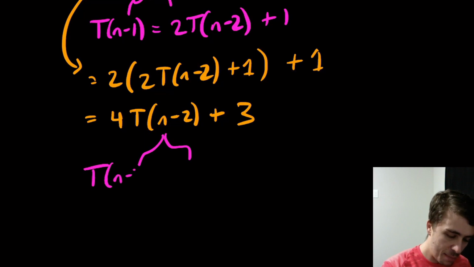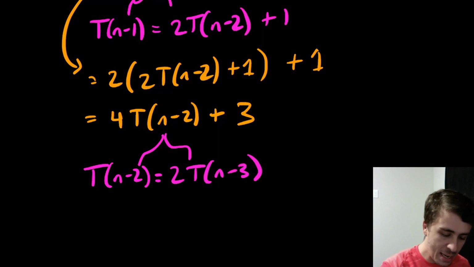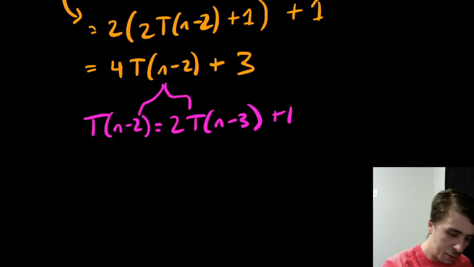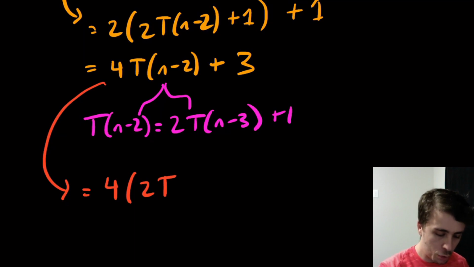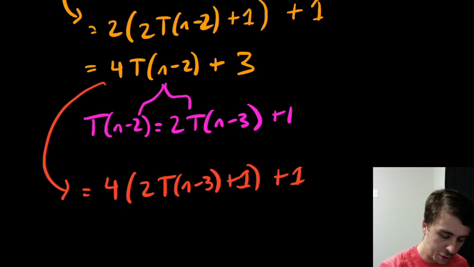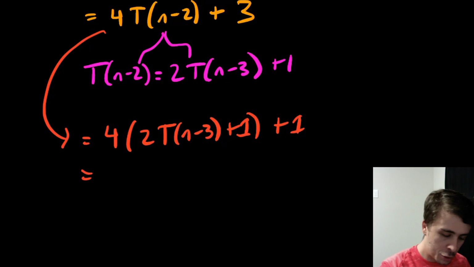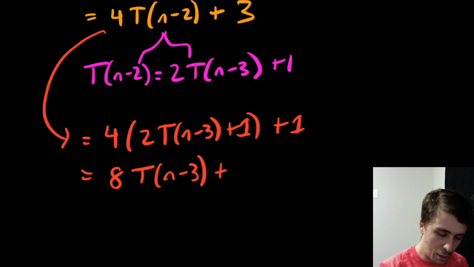So t of n minus 2 is going to be 2t of n minus 3 plus 1. Then if we substitute this back in, we're going to get 4 times what t of n minus 2 is, which is 2t of n minus 3 plus 1, plus 1. Just similar to what we did before. So we're going to get 8t of n minus 3 plus 4 for the first part, and then 5 here.